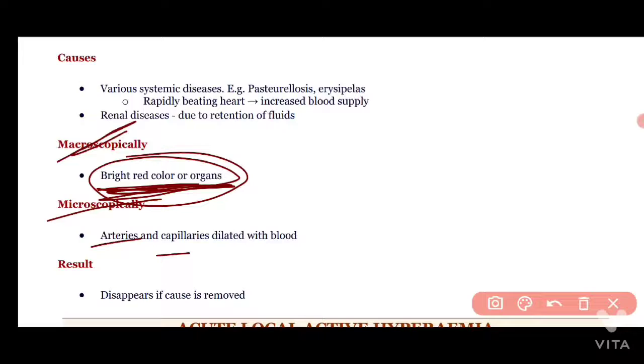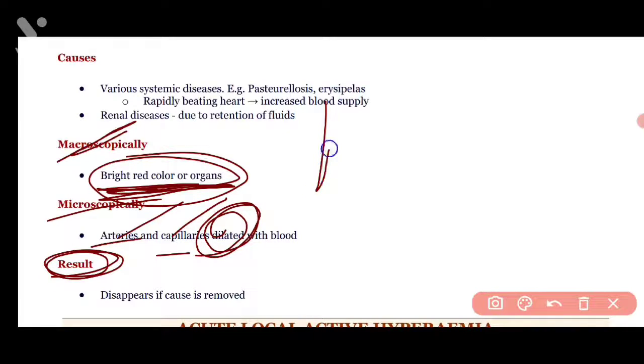Yes, because whenever there is more inflow of blood in the arteries and capillaries, the increased volume of blood will dilate the capillaries and arteries. So microscopically we can notice the dilated arteries and capillaries, and the result of this hyperemia is that it should not cause any serious condition. If the cause is removed, then the hyperemia can be removed or it will disappear.